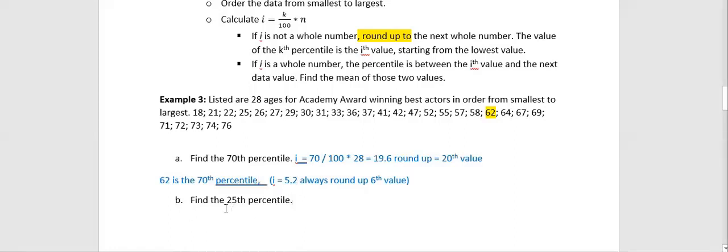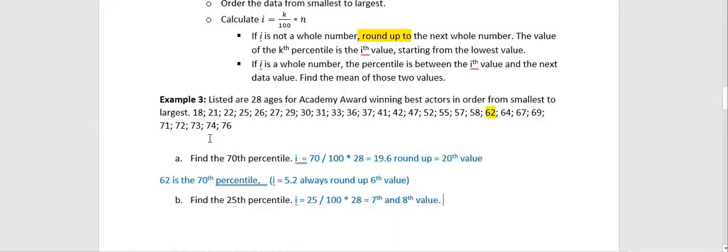Okay, so let's move on to part B. In this one, we're looking for the 25th percentile. So let's use our formula again. I equals our k, in this case, 25 divided by 100 times 28. I'm going to use blue so you can see this is what I typed in. If you put that in your calculator, this time we get a 7. So this time it's a whole number. So it says the percentile is between the ith value and the next data value. So it's between the 7th and the 8th value. To find that, I need to find the mean or the average of those two numbers.